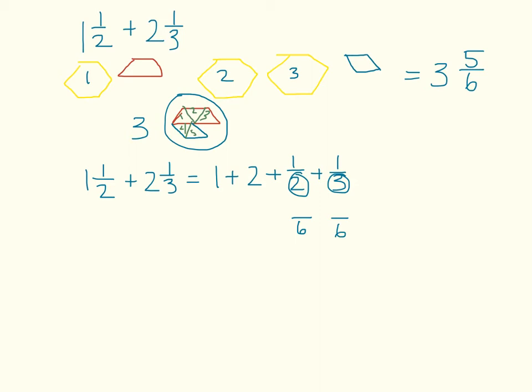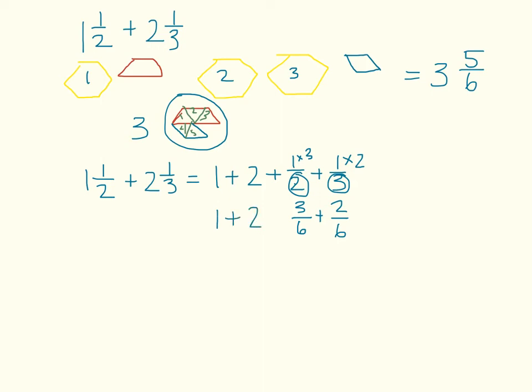So to get to 6 from 2, we do 2 times 3 equals 6. Whatever we do to the bottom, we need to do the top. 1 times 3 equals 3. So 1/2 is equivalent to 3/6. To get 3 to 6, we need to multiply that by 2. Again, whatever we do to the bottom, we do to the top. 1 times 2 equals 2. So 1/3 is equivalent to 2/6.